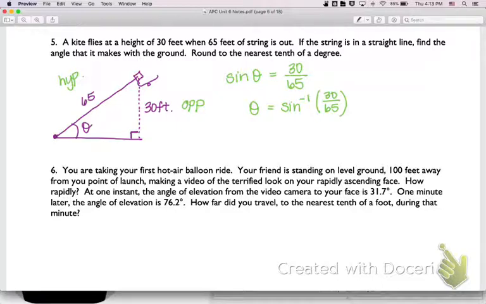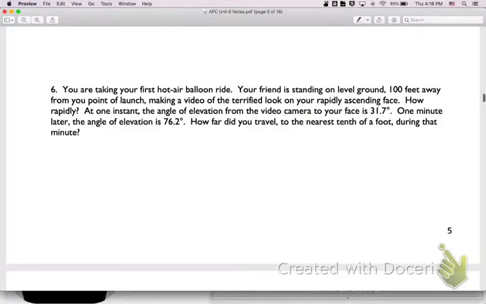That means sine inverse of 30 divided by 65 equals, we get that theta is equal to 27.5 degrees to the nearest tenth of a degree. We found the angle this time, okay? So that's how you can use the inverse feature there. Now this last one is tricky because it uses 2 triangles, okay?